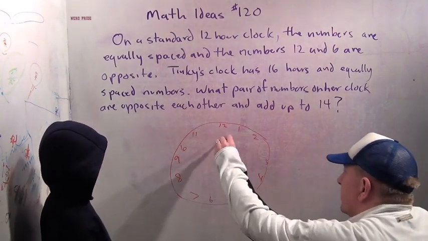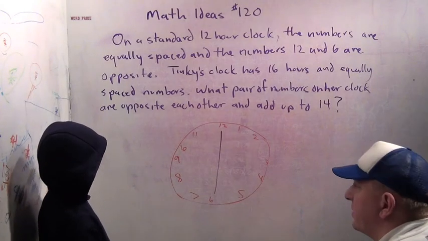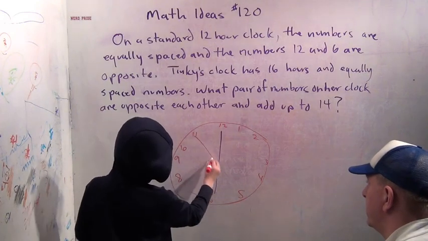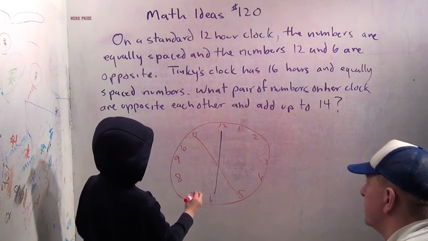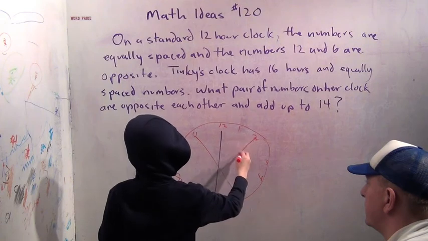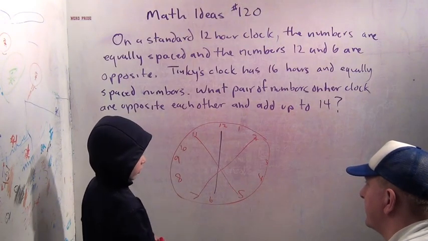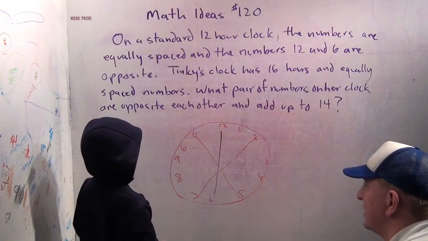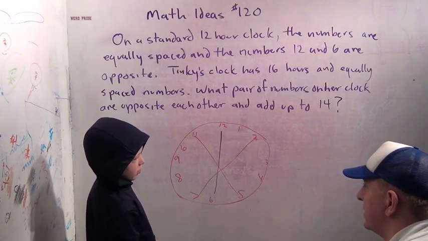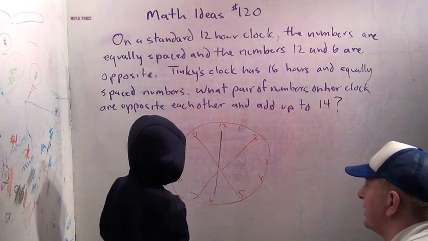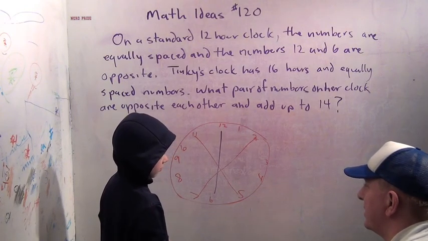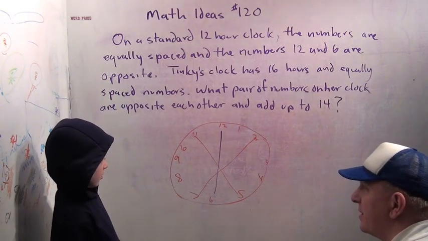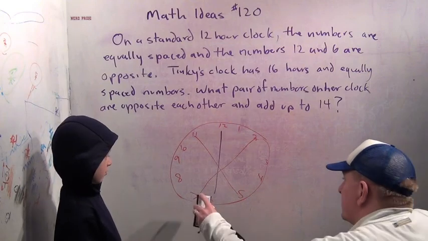And then it says 12 and 6 are opposite each other. What number is opposite the 5? 11. Okay, go ahead and draw that. What number is opposite the 2? 7, or 8. Which one? I think 7. What number is opposite the 1 then? 8. Well, the opposite of the 2 should be 8, yeah.